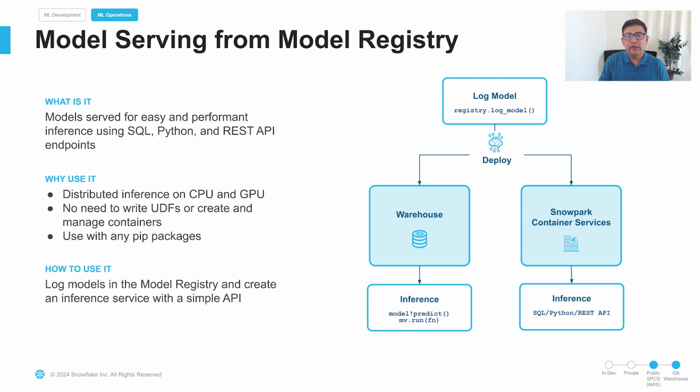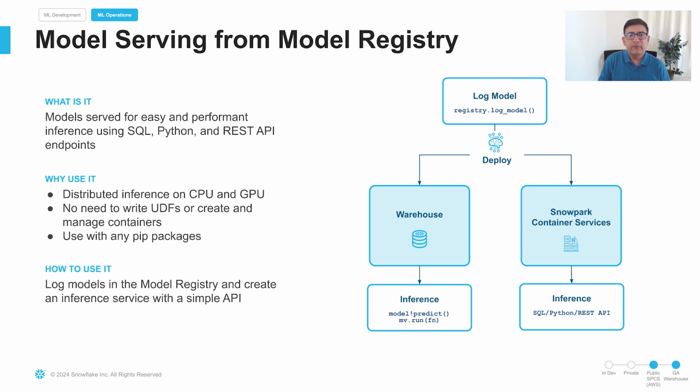So let's take a closer look at inference from model registry, because that is one of the main purposes of why you are deploying models in the first place. When you log a model in the model registry, Snowflake automatically deploys the underlying model function UDFs in the warehouse. And then you can call these functions from SQL using model predict or from Python using model.run. And these functions will run distributed inference using all of your warehouse nodes.